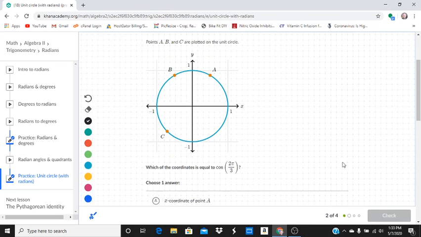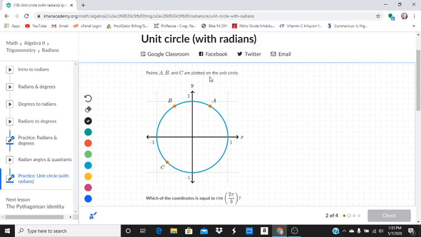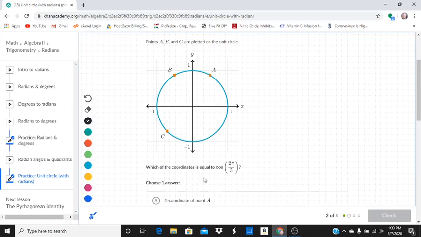Okay, so we have points A, B, and C plotted on the unit circle. Which one of the coordinates is equal to the cosine of 2 pi thirds? So 2 pi thirds is more than a half, but less than 1 pi. So remember, we have pi halves right here. That's 90 degrees. Pi is 180 degrees. 2 pi thirds is going to be the B coordinate. So we're going to be looking at B.